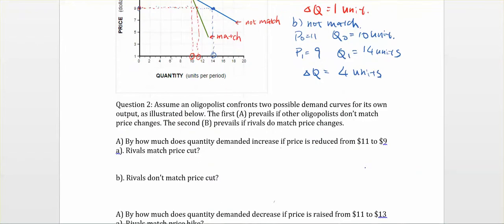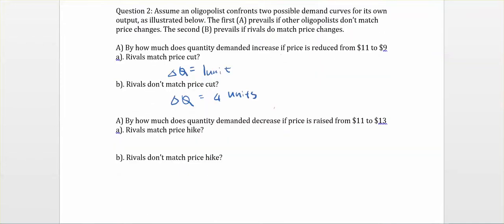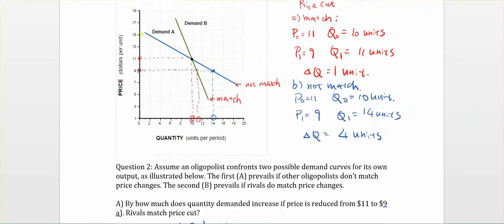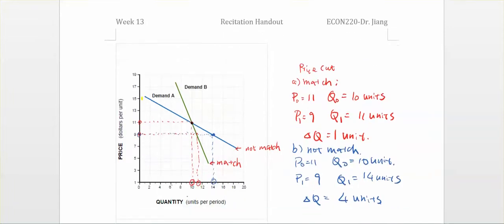So now you have finished the first two parts. When the rival matches the price cut, the change in demand is 1 unit. When the rival does not match the price, the change is 4 units. Now look at the next part. By how much does quantity demanded decrease if the price is raised from $11 to $13 when the rival matches the price hike and when the rival does not match? Everything is similar, but we are considering a price hike, not a price cut.